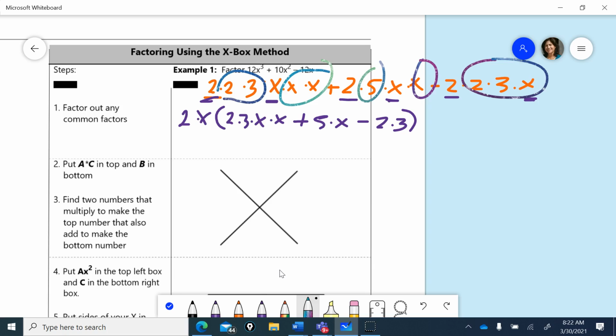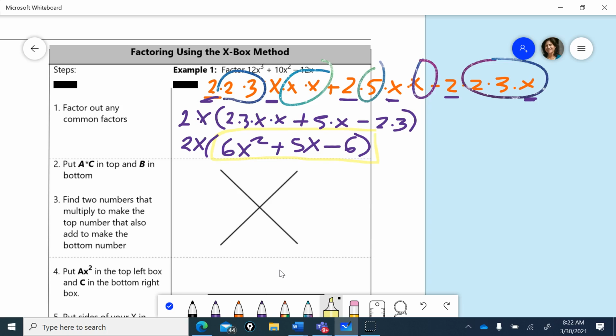Now I am going to simplify because I have to give numbers, right? No factors. So 2 times x is 2x. Parentheses, 2 times 3 is 6, x times x, x to the second, 5 times x is 5x, 2 times 3 is 6. Perfect. So now what I'm going to factor is this quadratic.